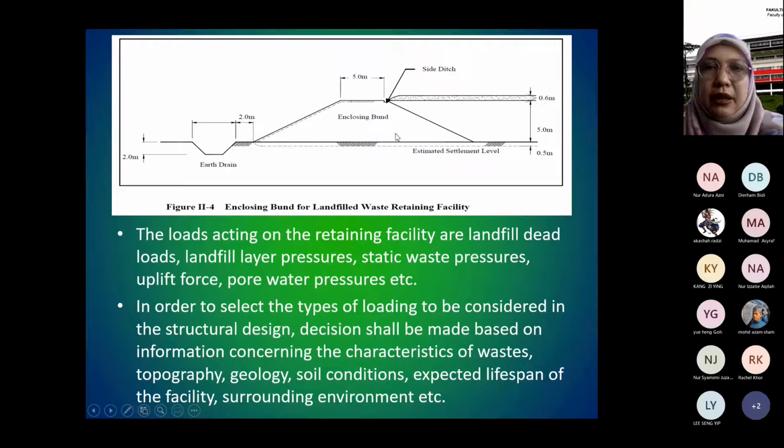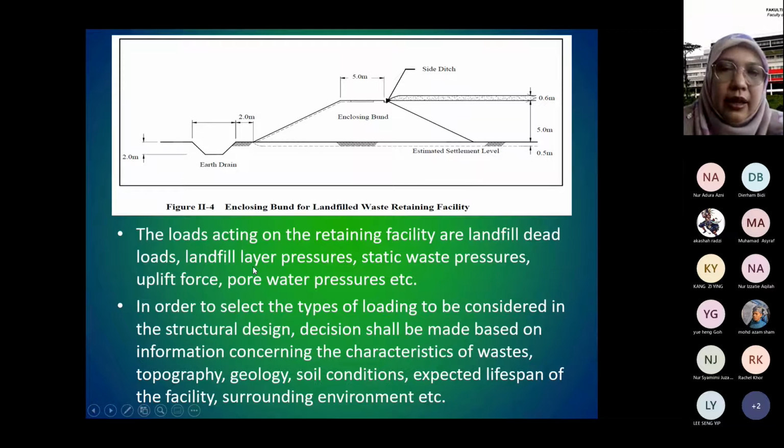Okay, there should be an enclosing barn, and then it should be a level area, 5 meters, so that maintenance can be done, and even equipment can pass through the landfill cells. There should be a side ditch. There should be an earth draining system. Okay, so the loads acting on the retaining facility are landfill dead loads.